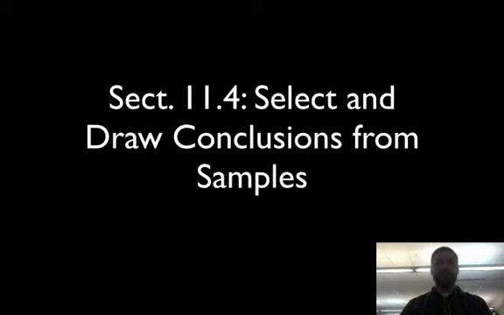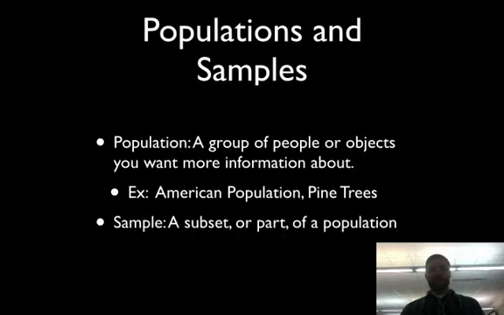All right, welcome to section 11.4, selecting and drawing conclusions from samples. Let's get started. Let's talk about first the difference between populations and samples. A population is a group of people or objects that you want to know more information about. An example might be the American population, the American people. We want to know more about what Americans think about a given topic.